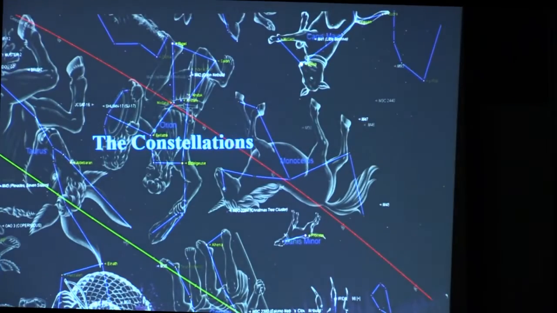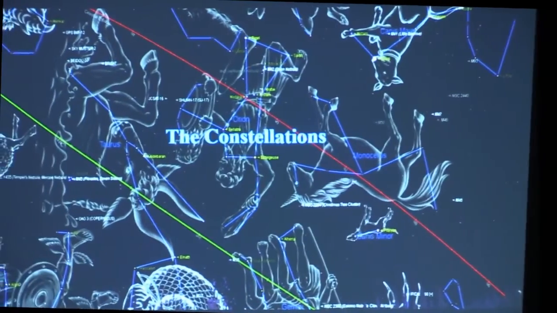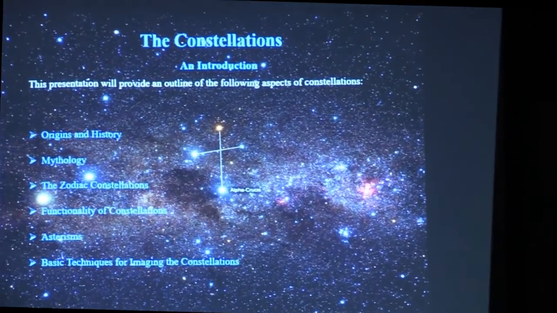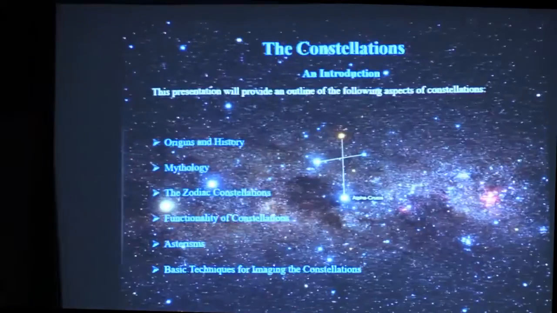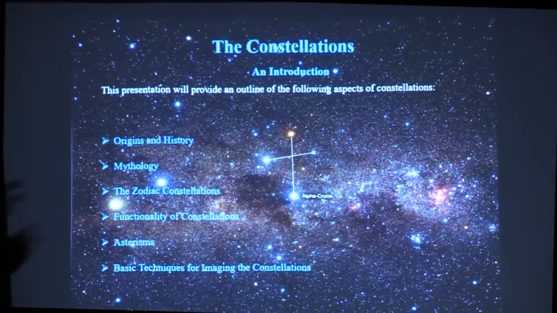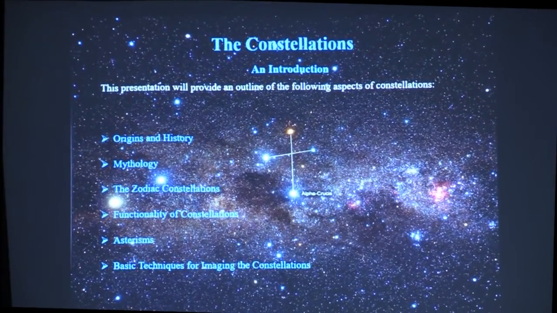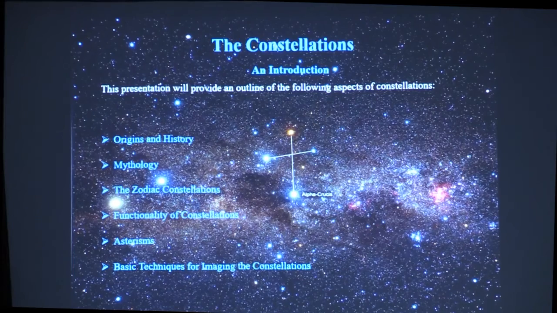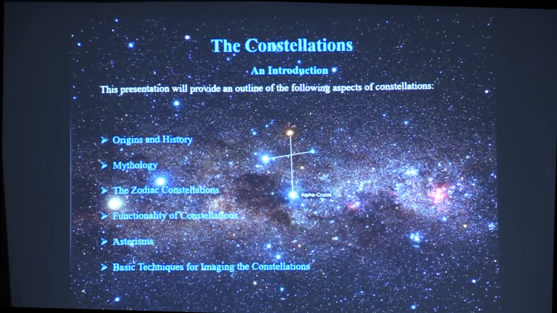Sorry. So I'm going to do a presentation on the constellations for you, a little bit of a background on the history of the constellations. So these are things I'll cover basically: a bit about the origins and history, a bit of mythology, which I love, the Zodiac constellations, a little bit about those, and then how the constellations work for astronomers today, and also a little bit about asterisms.